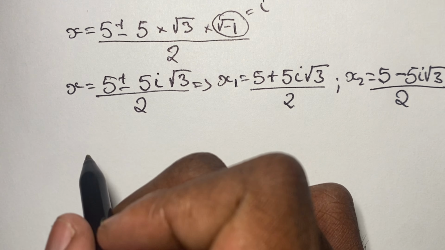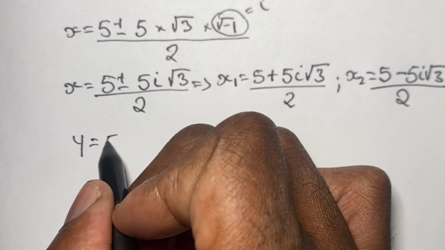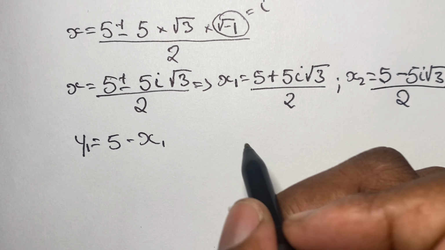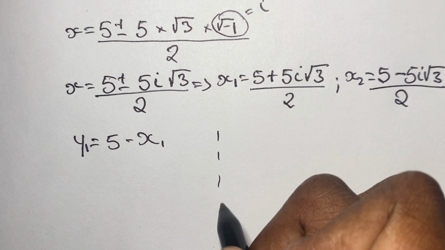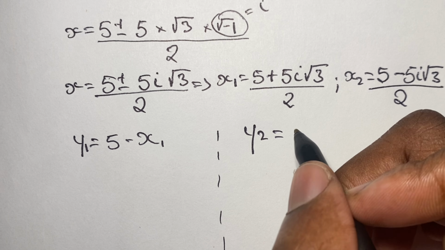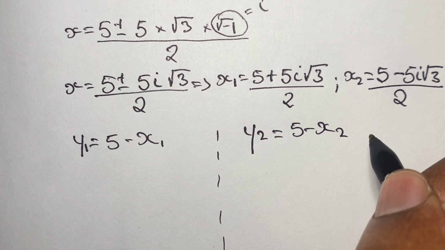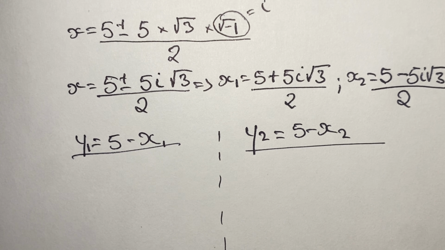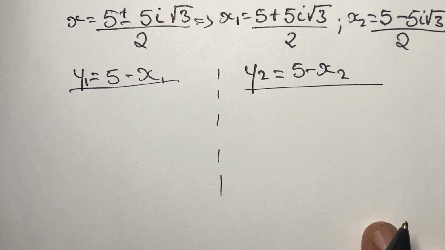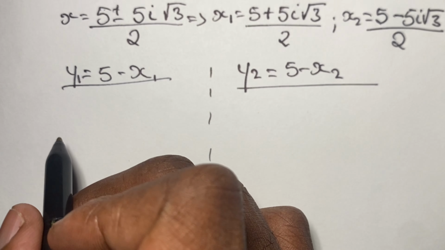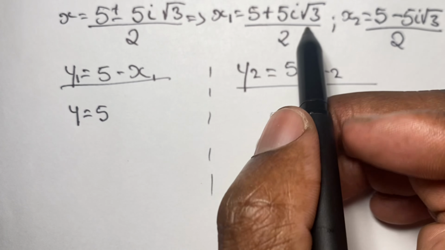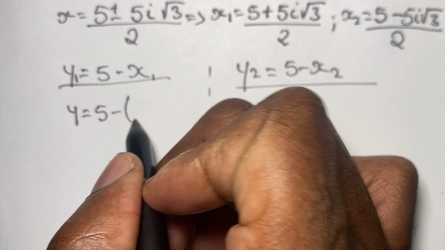So now that we have both solutions for x, it's time to solve y. So we'll have y is equal to 5 minus x. So we'll have the first solution of y being y is equal to 5 minus the first solution of x. And for the second solution, y is equal to 5 minus the second solution of x. So we'll have y is equal to 5 minus the first solution of x, which is 5 plus 5i times the square root of 3 over 2.